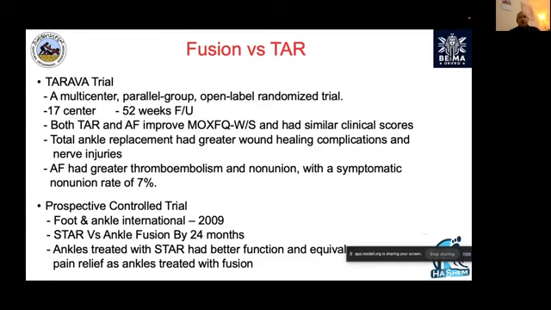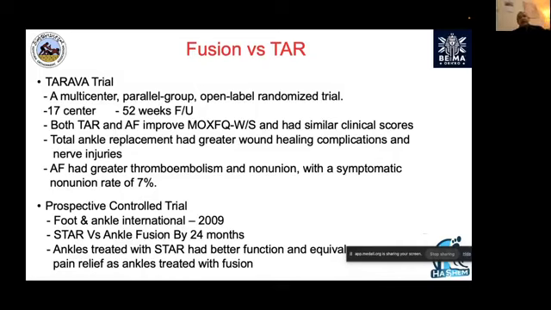So if we compare fusion to total ankle replacement, we're still saying that fusion is the gold standard, but total ankle replacement, as you can see in the previous slides, is doing very well and getting more and more share in the market. If we speak about comparing fusion to total ankle replacement in ankle arthritis, we cannot ignore the TARVA trial. TARVA is a UK pragmatic, multicentric, 2 parallel groups, open label randomized trial. 17 centers joined this trial, and it had 52 weeks follow-up.